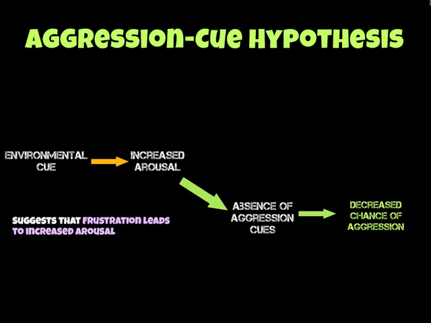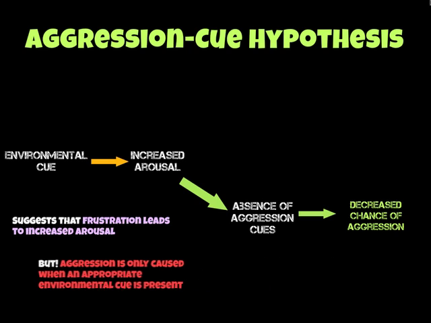So key points for this one then, it suggests that frustration leads to increased arousal, but the aggression is only caused when an appropriate environmental cue is present, when there is an appropriate trigger moment. Alright? So it has to be a trigger that releases you to become aggressive.